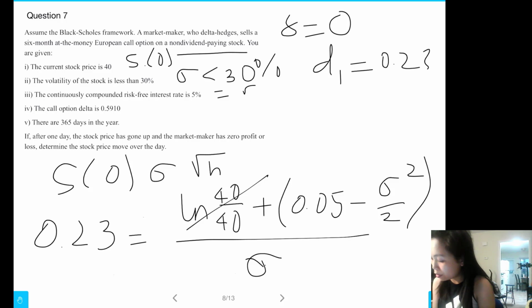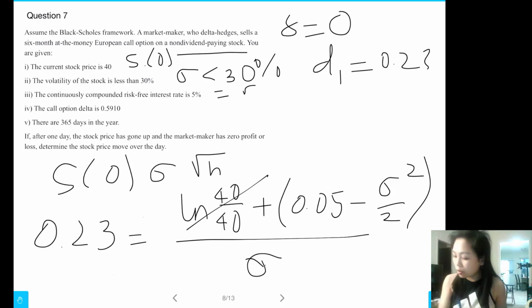So from here, let's solve for sigma. It should be a quadratic equation, right? Let me write down the equation and we continue. We got 0.05 minus sigma squared over 2 is equal to 0.23 sigma. So 0.1 minus sigma squared is equal to 0.46 sigma. So sigma squared plus 0.46 sigma minus 0.1 is equal to 0.